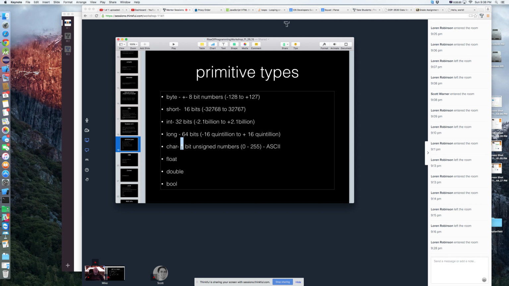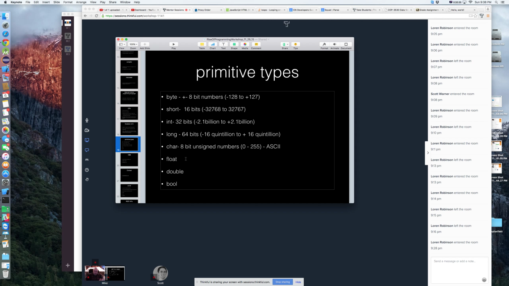So there's a little evolutionary step in there because at some point we realized that not everybody in the world uses the English character set. So the Unicode character set supports symbols from languages all around the world, not just English.